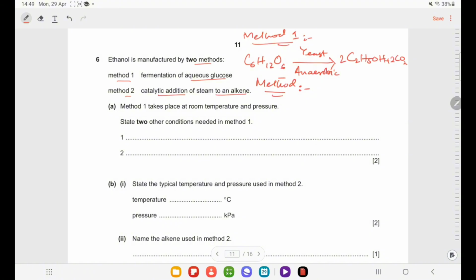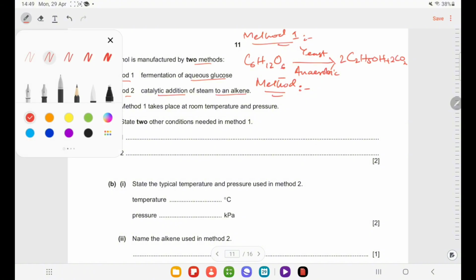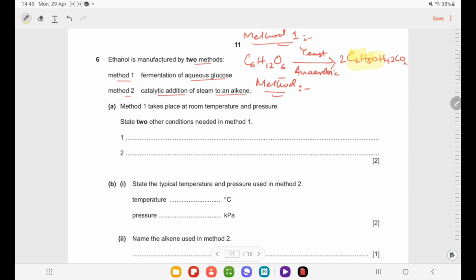We are supposed to make 2 carbon alcohol, ethanol. So we should use 2 carbon alkene, that is ethene, for the catalytic addition, and we're gonna add steam into that.